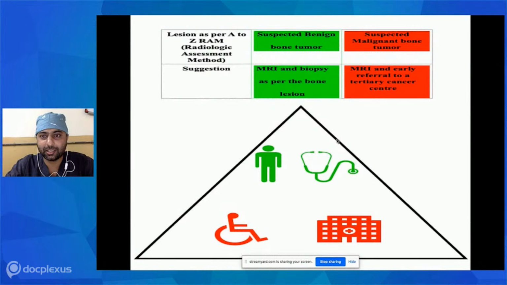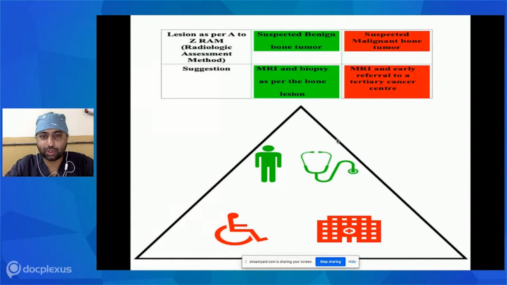And if it's a malignant bone tumor, it's always a good idea to get an MRI done and refer the patient very early to a tertiary cancer care center, because the treatment plan depends totally on the management. So the treating surgeon should know what the plan is, what biopsy should be done, and where the biopsy should be done. So it's a very good idea to refer the patient, if it's a malignant bone tumor, to a tertiary cancer care center nearby your area.